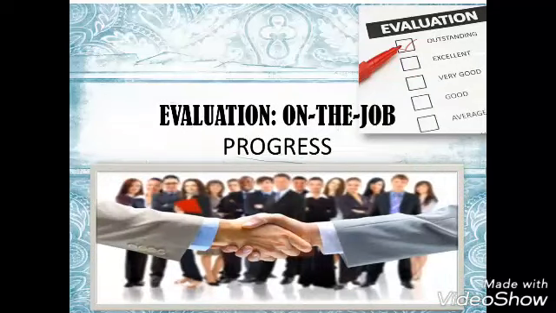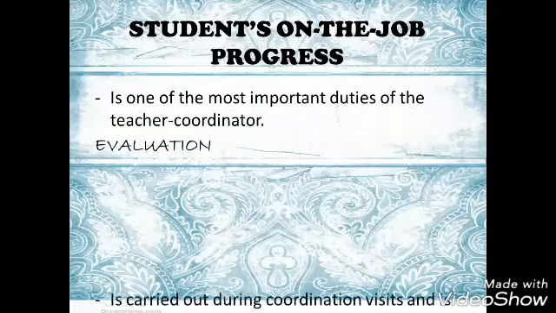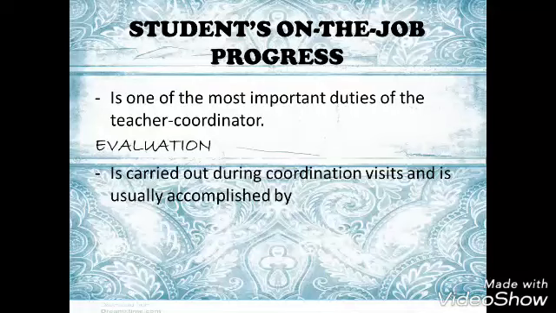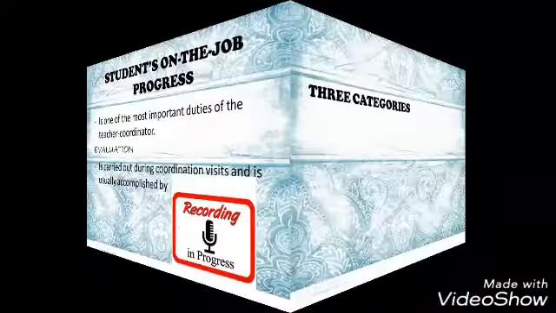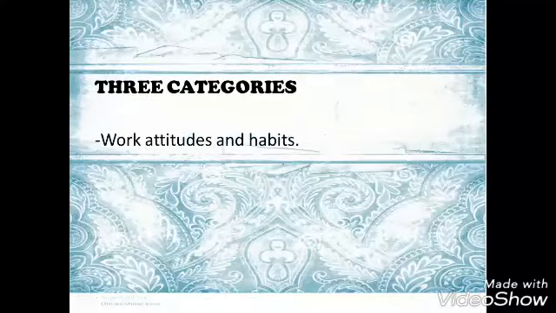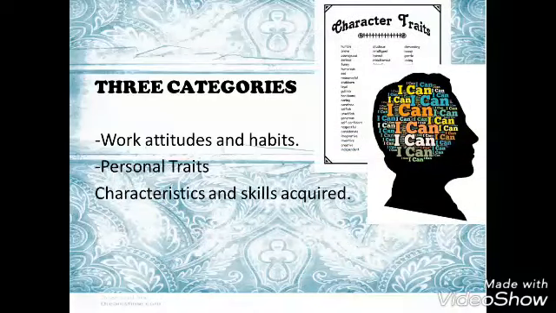The evaluation of each student's on-the-job progress is one of the most important duties of the teacher coordinator. Evaluation is carried out during coordination visits and is usually accomplished by recording progress being achieved by the student in terms of three categories: work attitudes and habits, personal traits and characteristics, and skills acquired.